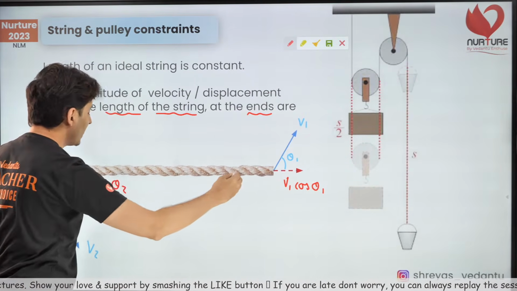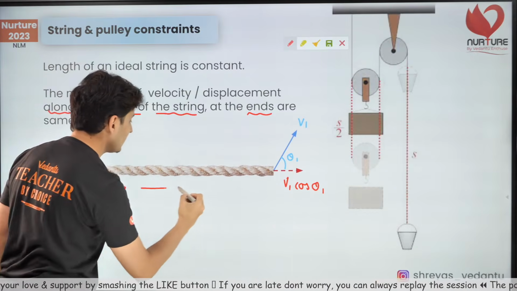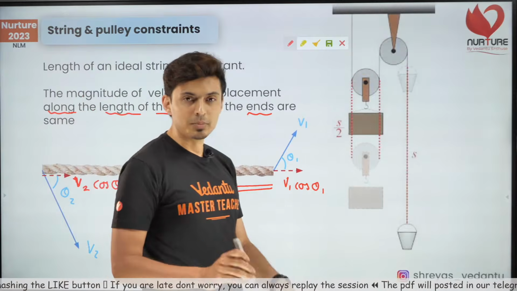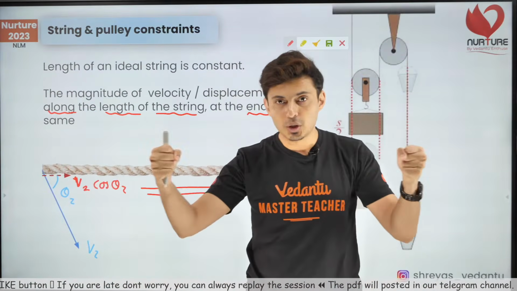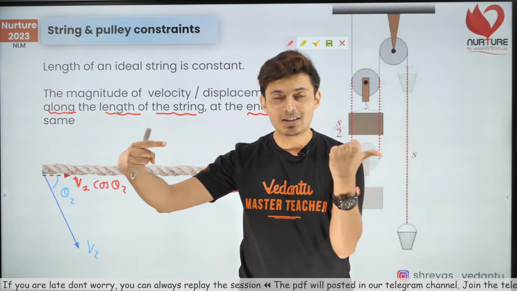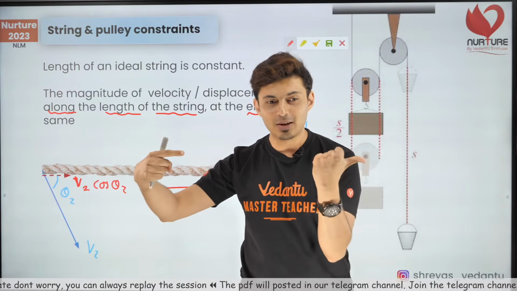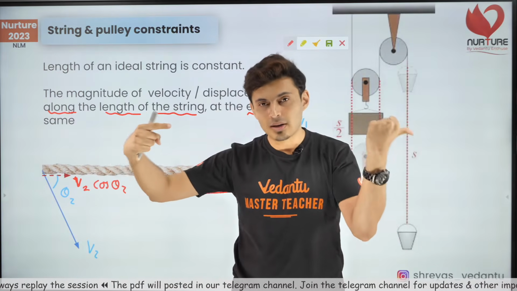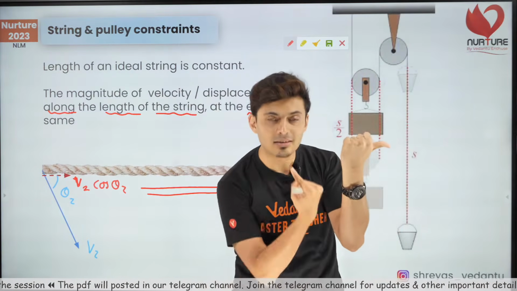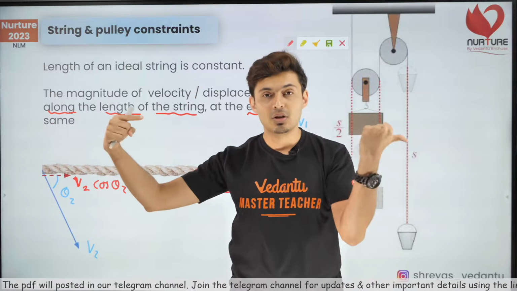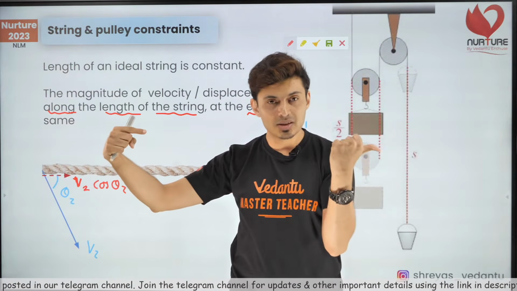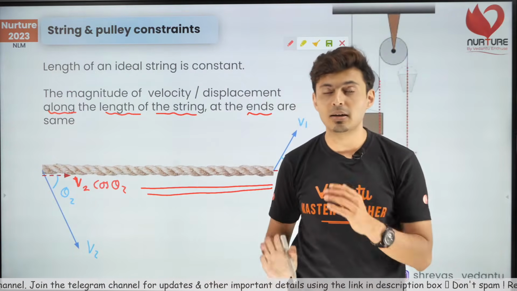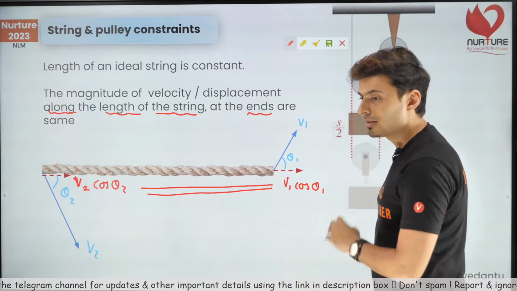Now these two components have to be same. So this will be equal to this. As simple as that. I hope this is clear. The string should move with the same velocity along its length, because if one moves more, then the string will break. Understand? Or if one moves more, the string could even slack. That means it will become loose. So if the string is tight, if this moves 1 meter, this has to move 1 meter. It's non-negotiable. Understand that? I hope this is clear.